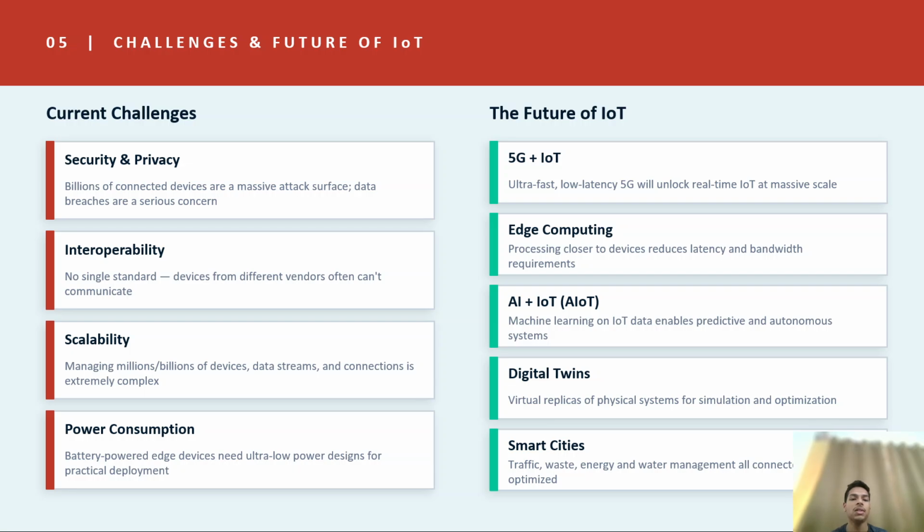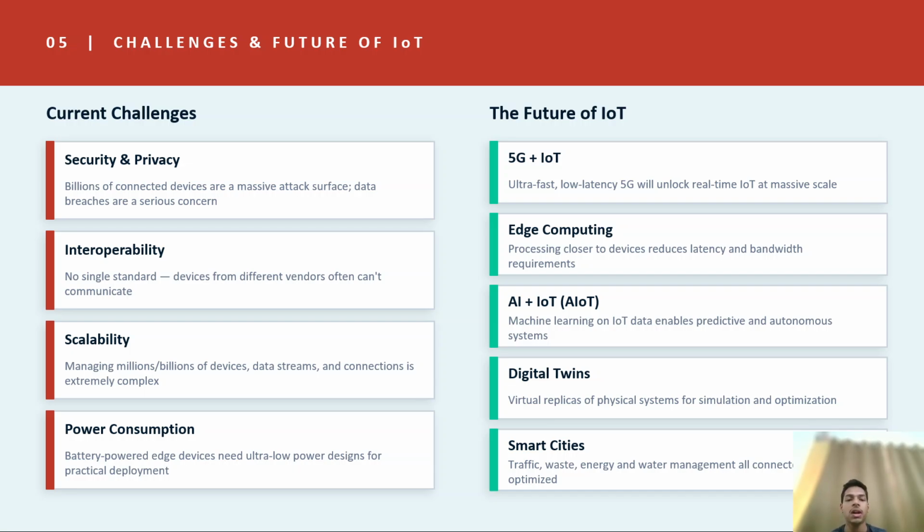Challenges and future of IoT. The biggest one is security. When you have billions of devices connected to the internet, many of them cheap with minimal computing power, securing them all is incredibly difficult. IoT botnets have already caused major internet outages. Interoperability is another headache. Your smart bulb from brand A might not work with the smart hub from brand B. The industry is still working towards common standards.